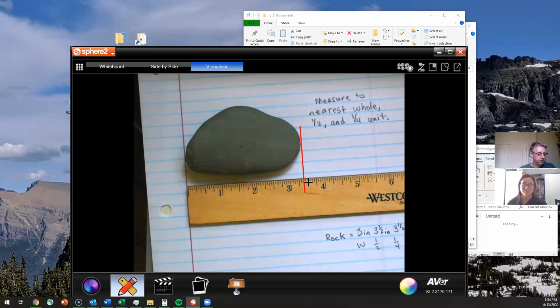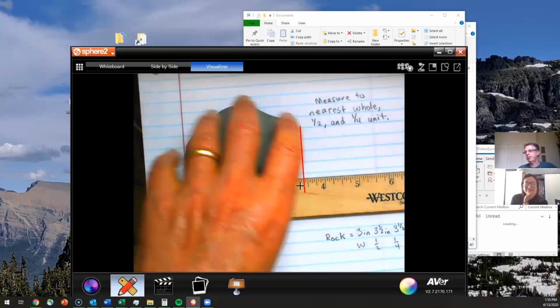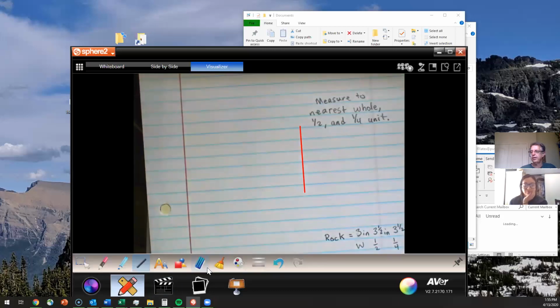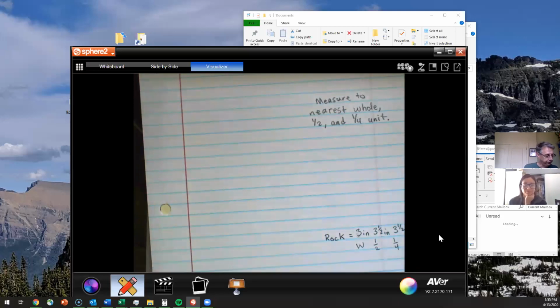Now, if this were just a little bit, let's say, closer to the 3 1/4, then I would measure this as 3 1/4 inches. Now, that's one example. Miss Garcia is going to give us another example. We're going to walk through this one. What I'm going to do is clear out the screen really quick, and then I'll put it back with the ruler.